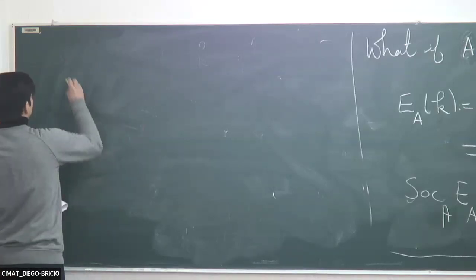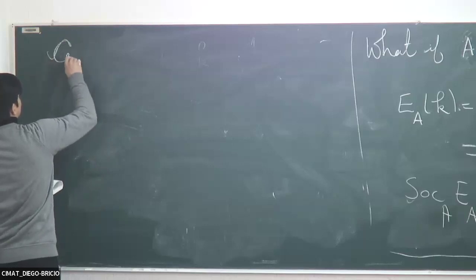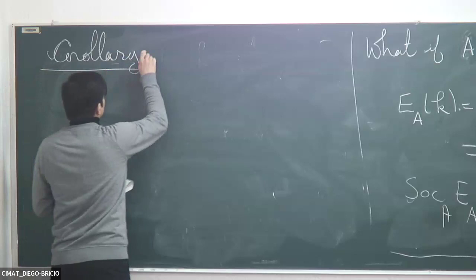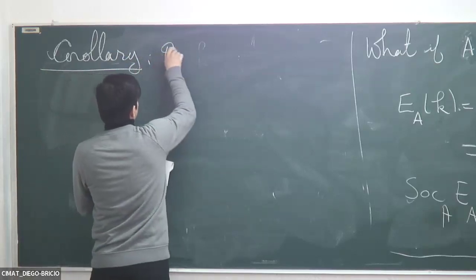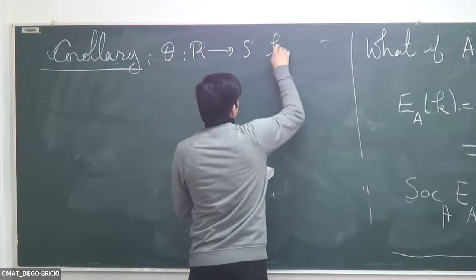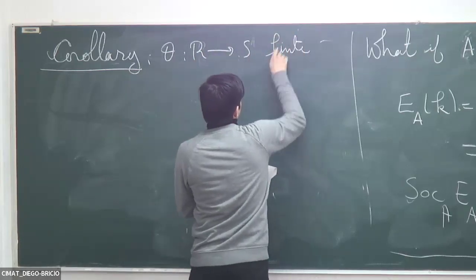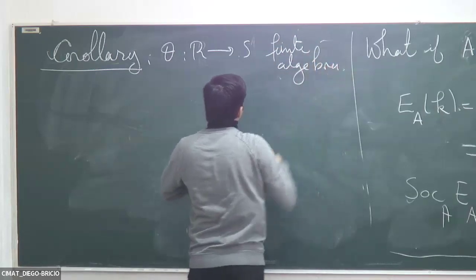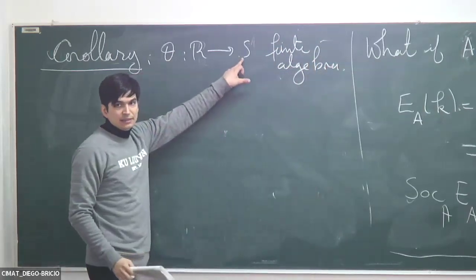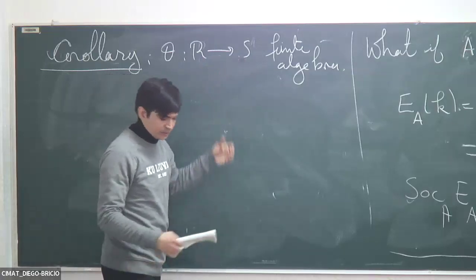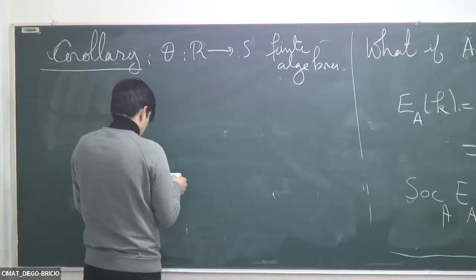And it has the following wonderful corollary. Corollary: take a finite algebra. Finite algebra. Remember that this means that S is a finitely generated R-module using restriction of scalars. Okay.